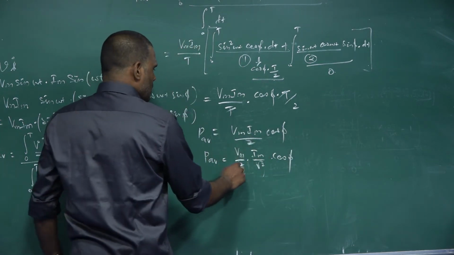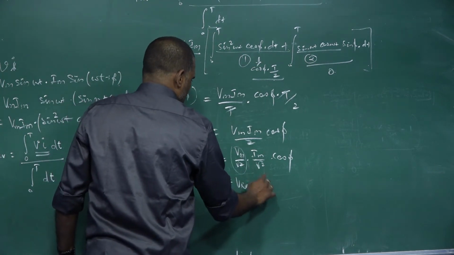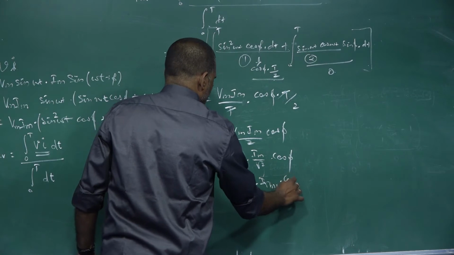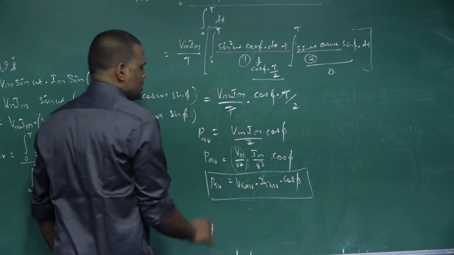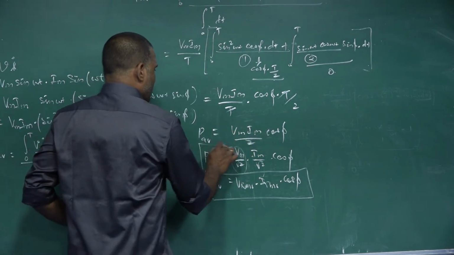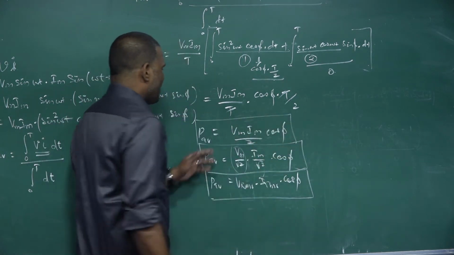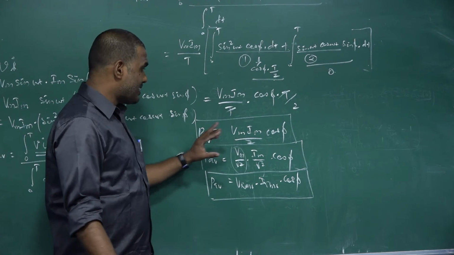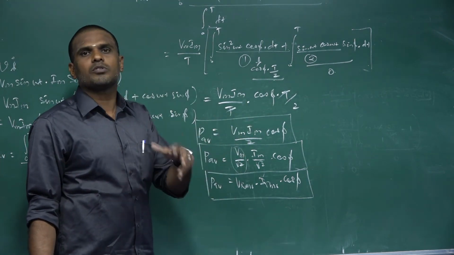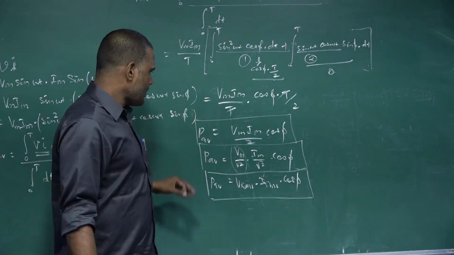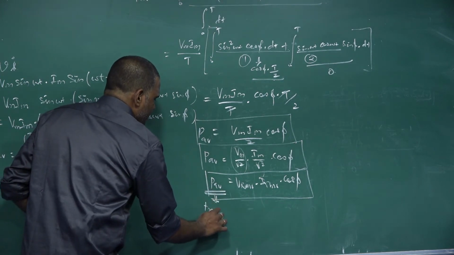So 2 is split out. What is Vm by root 2? Vrms. What is Im by root 2? Irms into cos phi. So P average is equal to Vrms, Irms, cos phi. Or P average equals Vm by root 2, Im by root 2, cos phi. Or P average equals Vm, Im by 2, cos phi. These are the three different ways by which we can express the average power consumed over one complete cycle by an electrical circuit. Here, this average power, P average, is also called true power.